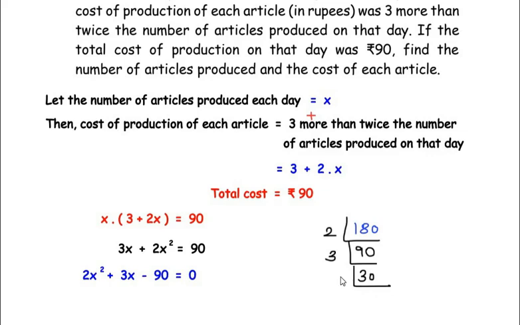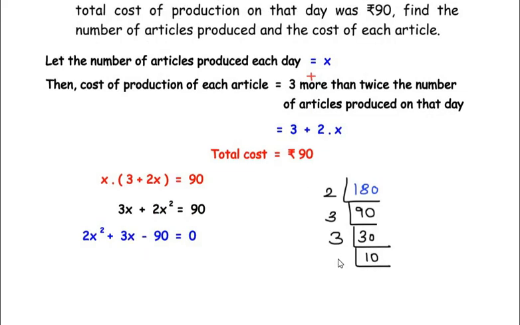Now 30 again goes in the table of 3. 3 10 times is 30. 10 goes in the table of 2. So 2 5 times is 10. And finally we have 5 1 times is 5. Now here we have got 5 factors. So we have to combine them into groups of 2 to get 2 factors of 180.